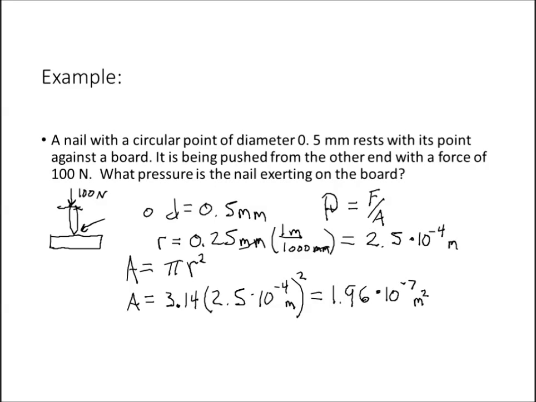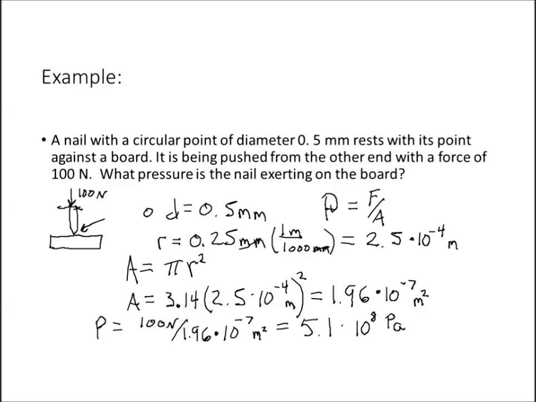So now that we know both the force and the area, we can figure out the pressure. We have that the pressure is 100 newtons divided by 1.96 times 10 to the negative 7 square meters. So you plug that into your calculator. We get 5.1 times 10 to the 8 Pascal. That's newtons per square meter, or Pascal.